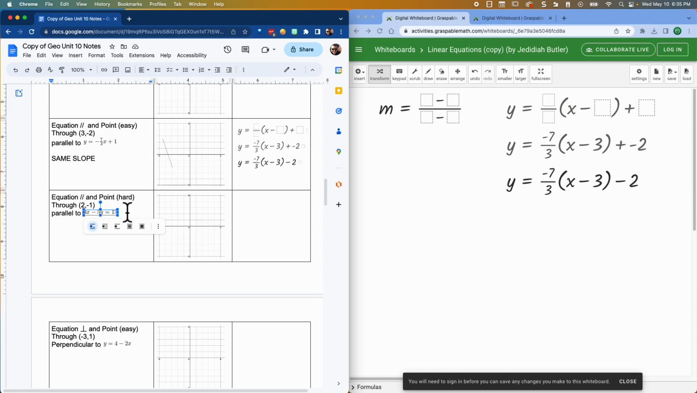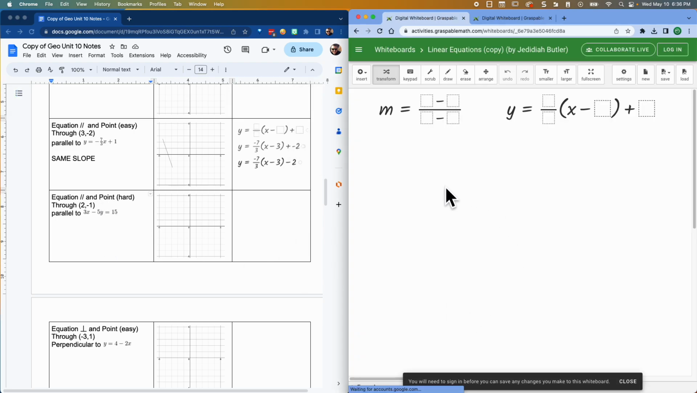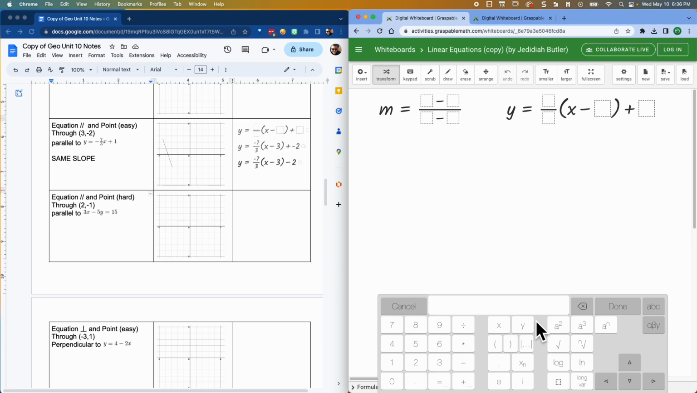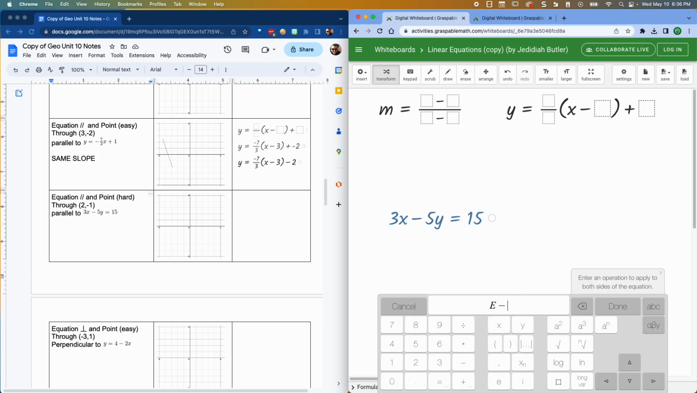All right, let's look at the next one. Why is this one a little bit harder? Well, I don't know what the slope is. I'd have to solve for y first, so I'm going to do that. I'm going to say 3x minus 5y equals 15. I'm going to do another equation in here. And what I want to do is solve for y. Well, I can subtract 3x to both sides.